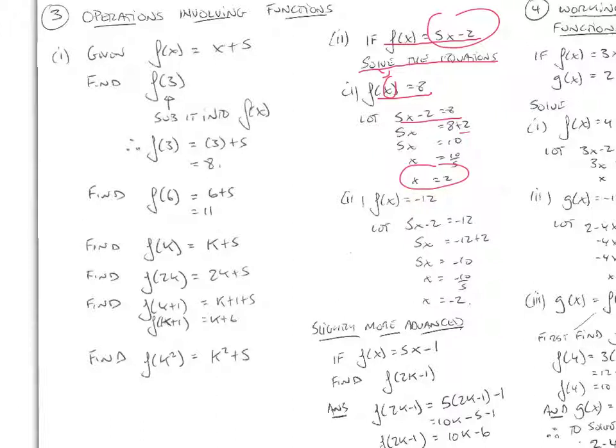What about solve the equation f of x equals minus 12? We have f of x up here again, remember? So 5x minus 2 is minus 12. If I keep the x's to one side, bring over the 2, it becomes plus 2. 5x is minus 12 plus 2, which is minus 10. Divide both sides by 5. X is equal to minus 2. Okay?